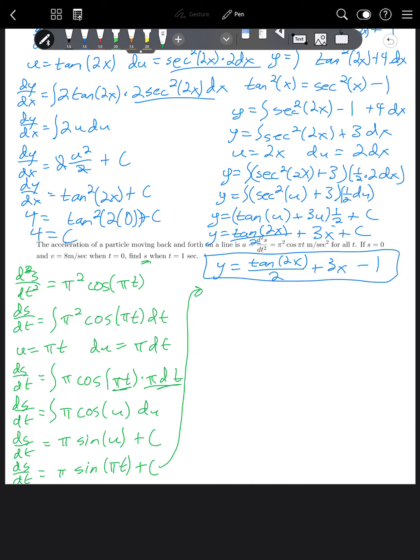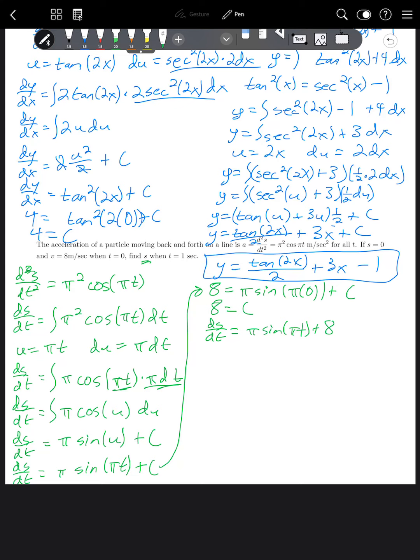And so now we need to figure out what c is. So velocity is 8 meters per second when t is 0. So 8 equals pi times sine of pi times 0 plus c. Sine of 0 is 0. So 8 will equal c. So ds dt equals pi sine of pi t plus 8.